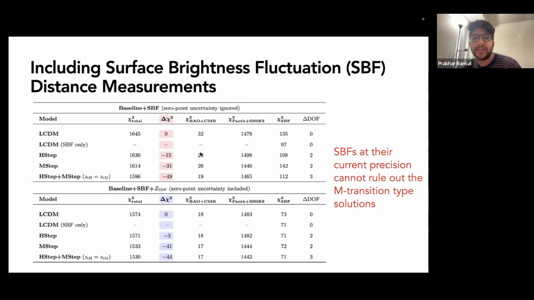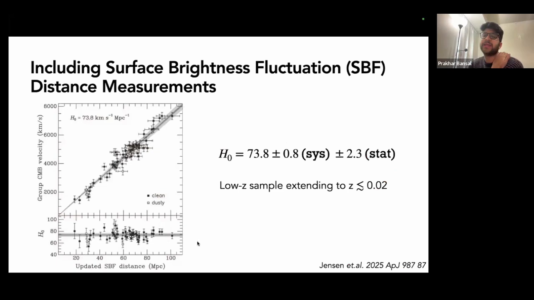But the issue is that the zero point uncertainty is kind of big, right? And you have to include it correctly. And once we do that, the zeroth order thing we can see is that this error bar combined is large. So there's no really a major Hubble tension if you just consider the SBF dataset.